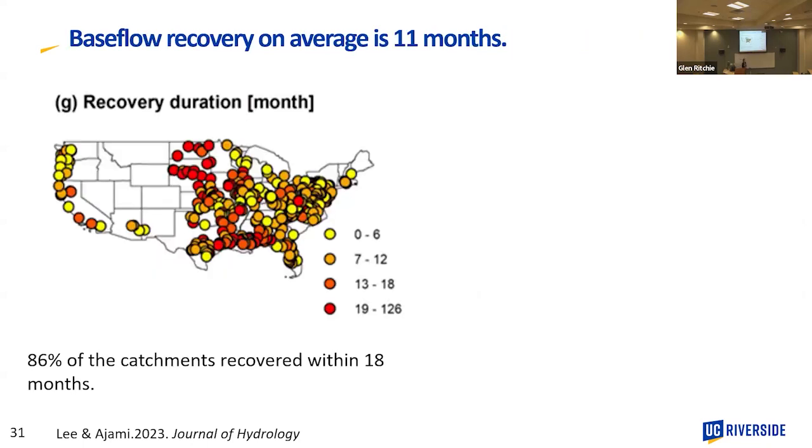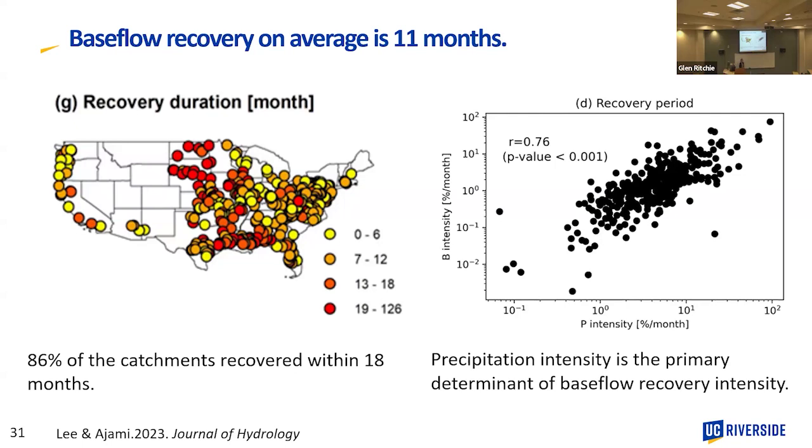Then we also looked at the recovery of base flow drought, because we want to know how long it takes for our streams to recover from the droughts. And you can see here, on average, the base flow recovery takes about 11 months, so much shorter than groundwater. And of course, we observe variability across the country. The main factor that controls this recovery is how much precipitation happens during the recovery process.